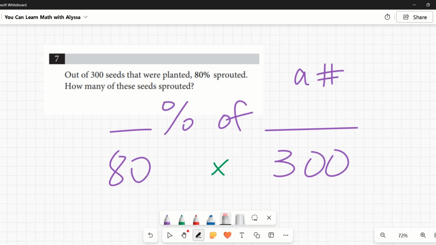80% in decimal form is 0.80. We multiply those together and we are going to get 240. Again, percents are one of those things that can be written as decimals, they can be written as fractions. Different people have different ways of looking at them. This way of saying 0.80 times 300, that's always going to give you your right answer of 240.